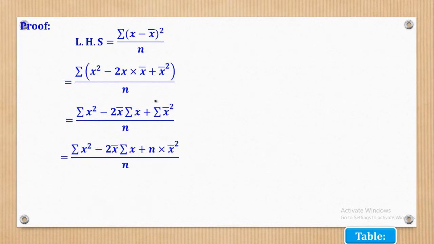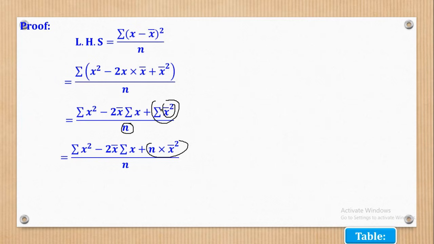Then at this step there is something funny. Here it was summation of x bar squared, and here it is n x bar squared. Why? Because this summation means we are going to keep on adding this mean how many times? N times, because that is the total number of data values. So you say x bar squared plus x bar squared plus x bar squared until you get n times.